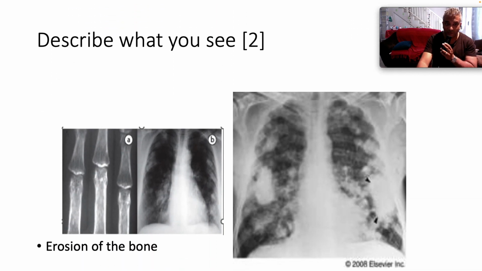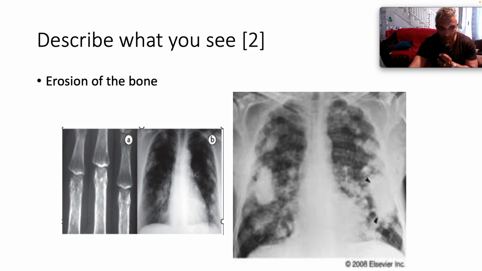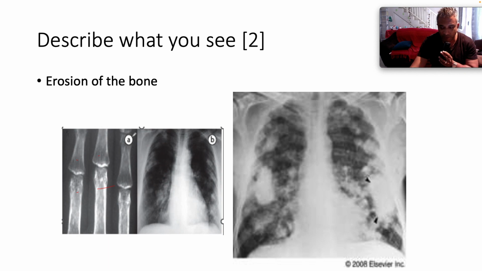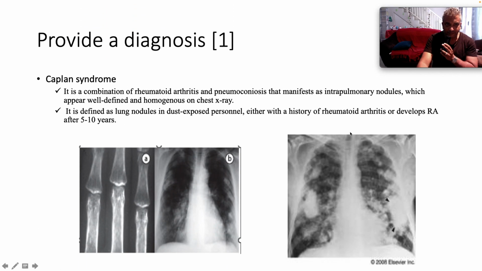What do you see? Well, first up, we see erosion of bone. So this is an x-ray of the phalanges. Let's just get my pin in there. So you can see definite erosion of bone, right? Definite erosion of bone. And we can see multiple nodules in the lungs, all right? Nodules everywhere. What's the diagnosis?